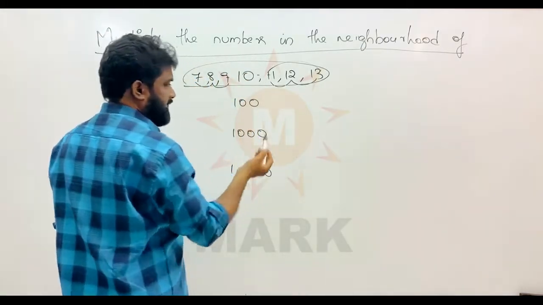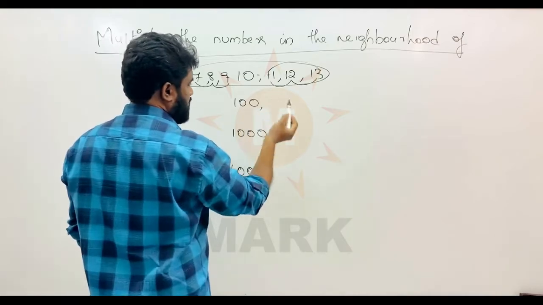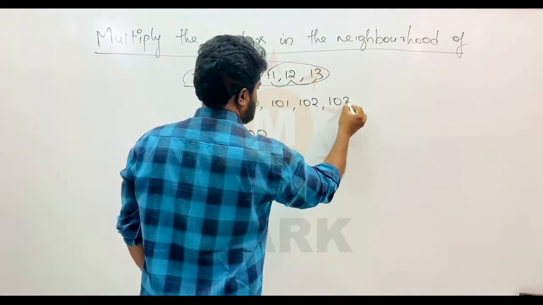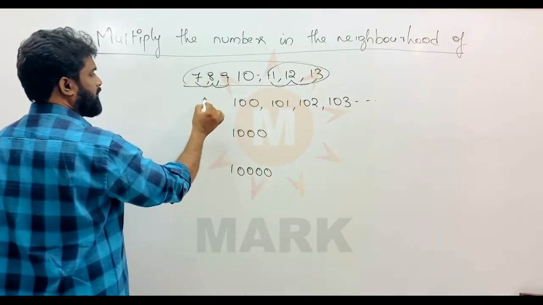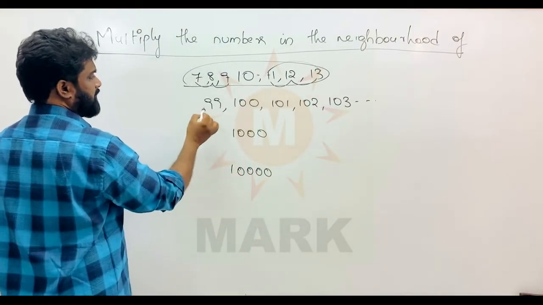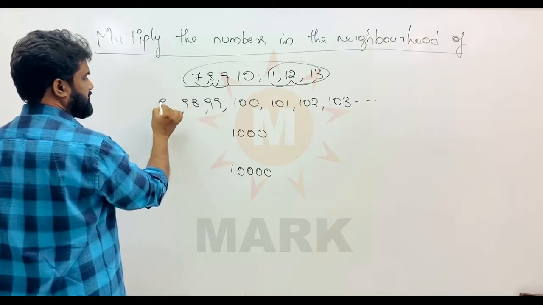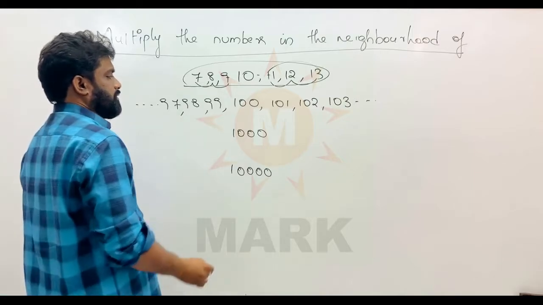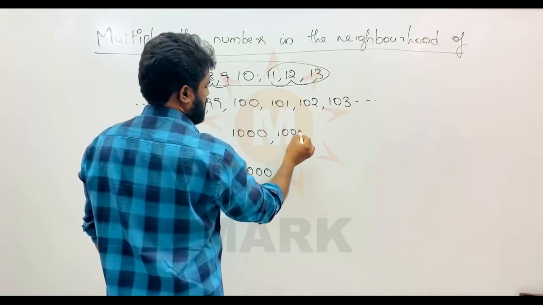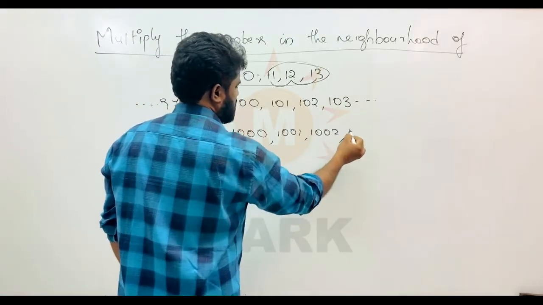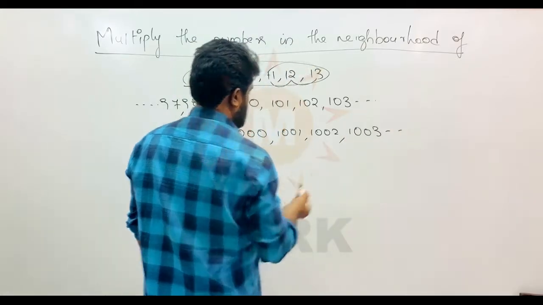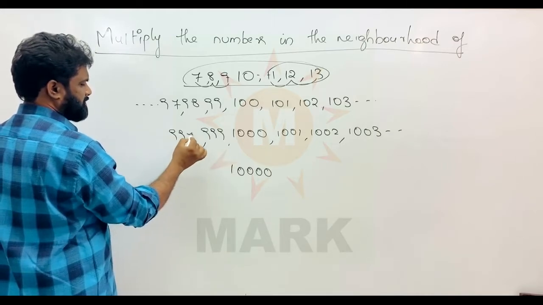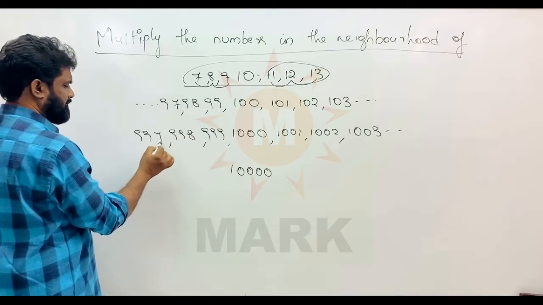Now if you come into 100, 10 power 2, that is, if you go into the upper neighborhood, you will get like 101, 102, 103 and so on. So if you travel into lower neighborhood, that means you will get 99, 98, 97 and so on. As in the 1000 also, 1001, 1002, 1003, etc. But if you go in the lower neighborhood, it is 999, 998, 997 and so on.